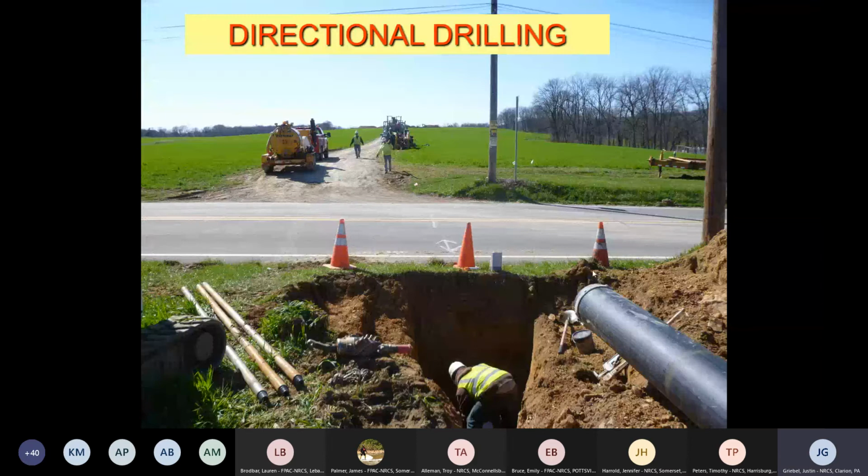And here you can see that boring operation. They've opened a pit on the other side, they bore into the hole, and then they will pull that pipeline back through the hole that they just bored.